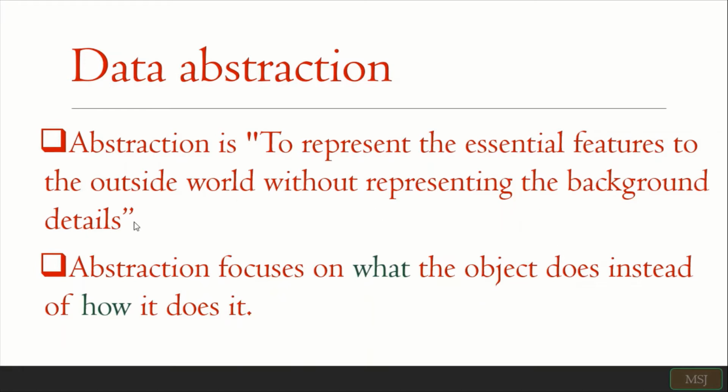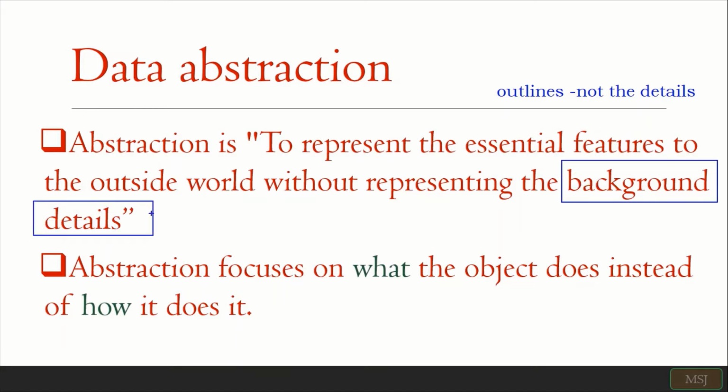What does it mean? It means the same. We are showing the essential features. Then, what are those essential features? Just the outlines. We show the outside world just the outlines, not the details, right? This is what abstraction means. Now here, without representing the background details. So background details means internal details. We are not showing the internal details, but what we show is just the outlines.